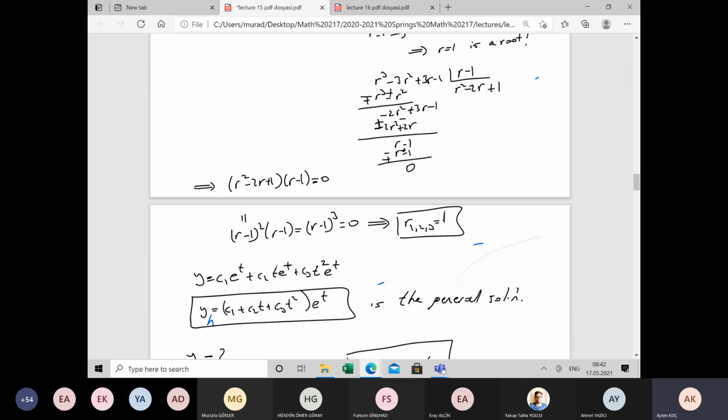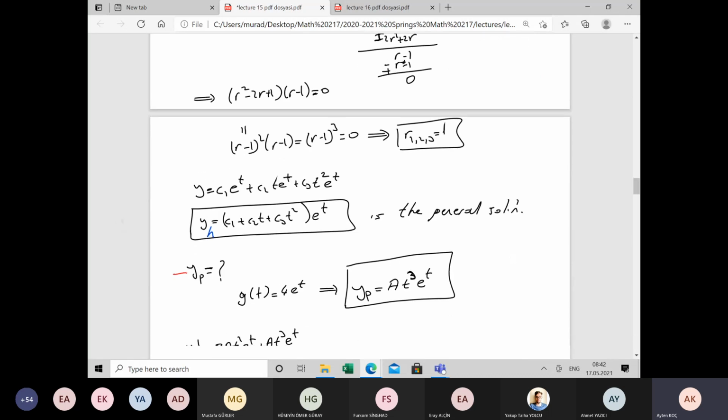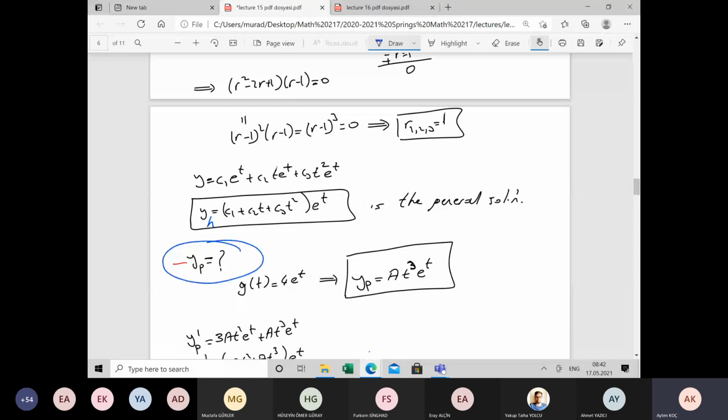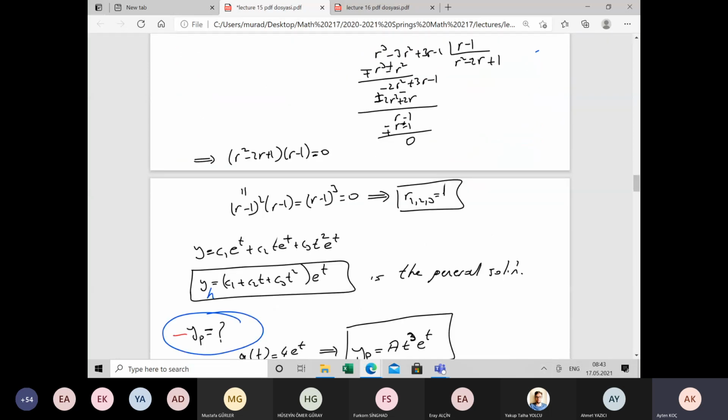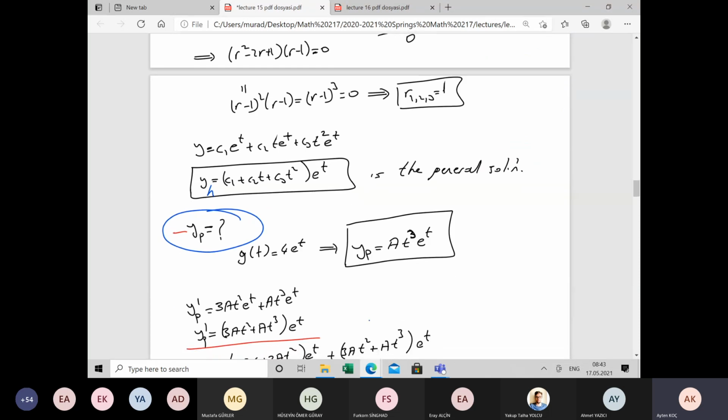But our differential equation is non-homogeneous. So the next step, step 2, is to find the particular solution of our differential equation. How do we find this? Let's use the method of undetermined coefficients. Look at the right side of the differential equation, g of t. How do we find the particular solution? Look at the differential equation and construct the form of the particular solution.